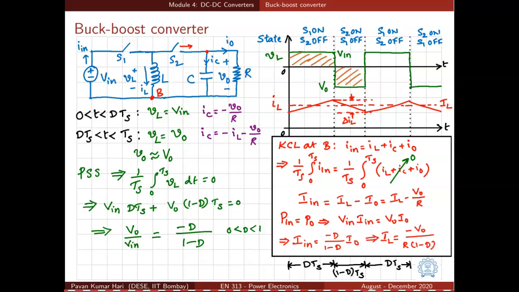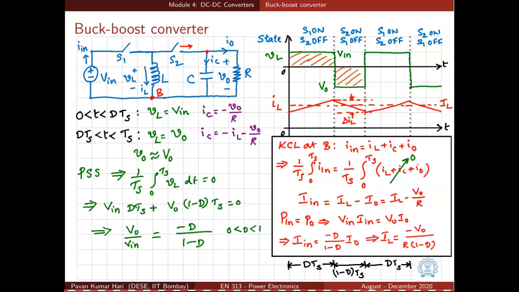That gives us that the average value of input current IN, that is nothing but the switch current, S1 current, is equal to the average value of IL minus the average value of IO. And what is IO? IO is the average output current, which is the average output voltage VO divided by R.